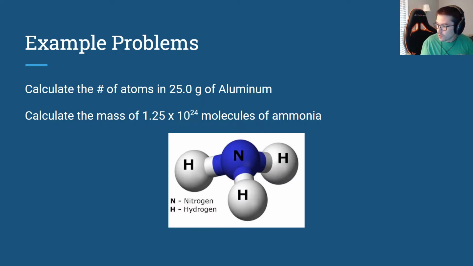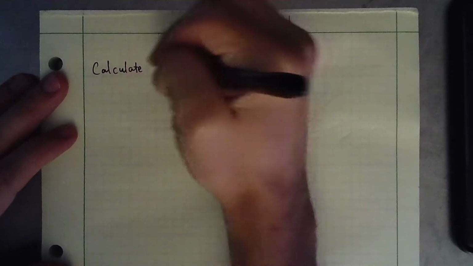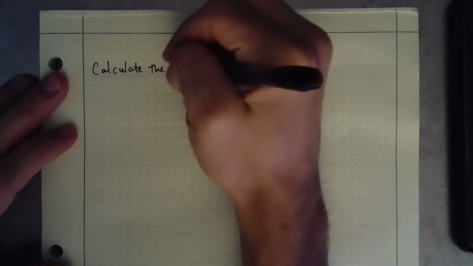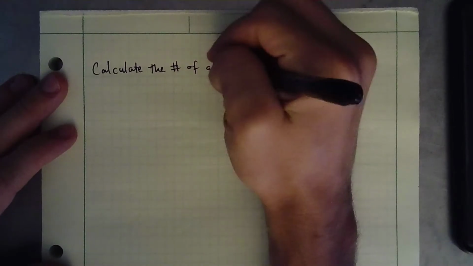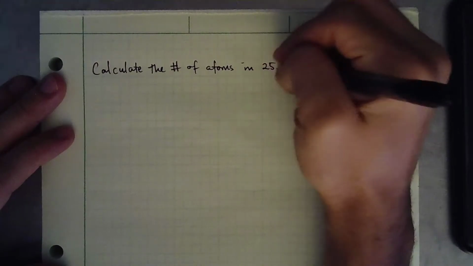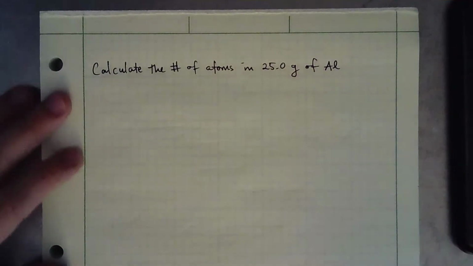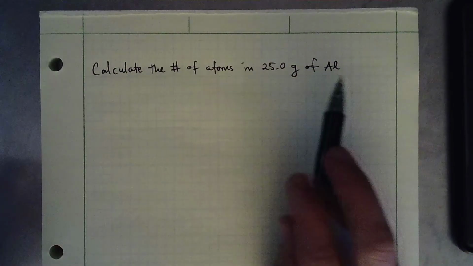So go to the document camera. First one, calculate the number of atoms in 25.0 grams of aluminum. Okay, I'll write that out so you can see it here. Calculate the number of atoms in 25.0 grams of aluminum. And, you know, I'm a chemistry teacher, right?